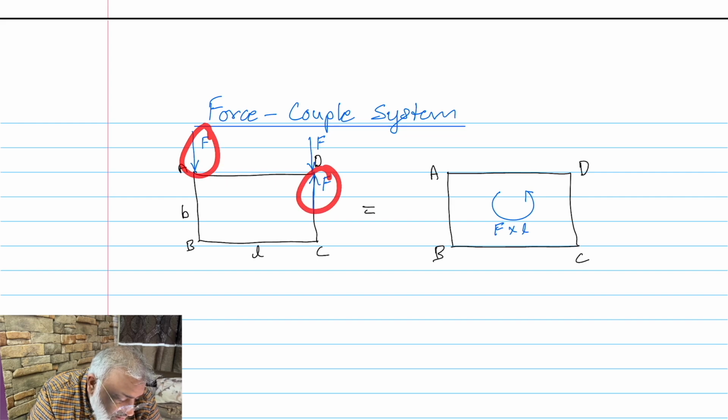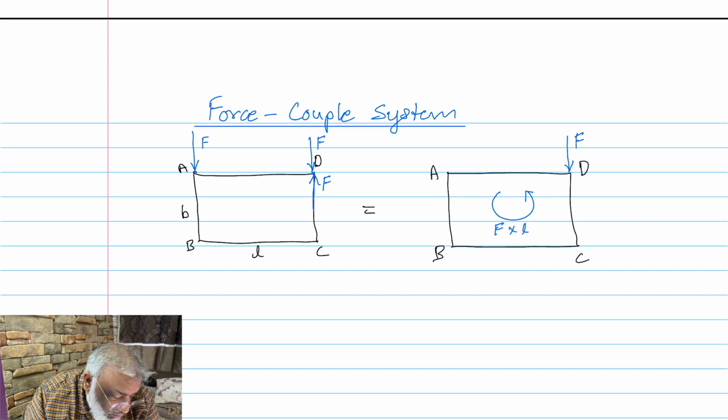Once this force and this force are gone, we are left with only this particular force here. So that force will remain here like this. So what do we have now? The original requirement was that this force which was acting at A needs to be shifted at D. So now it is shifted at D. But when we do that, we don't want to change the problem. So this couple is added to the system.